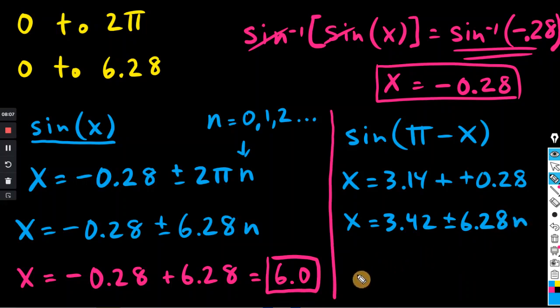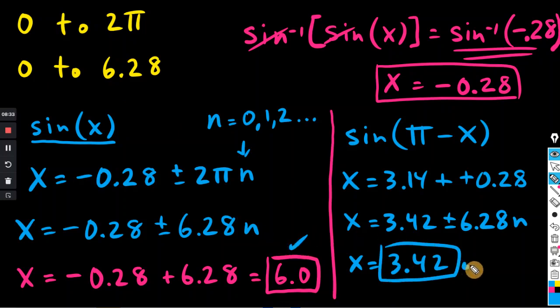All right. So let's see. If we do 3 plus 6, we're going to get 9 something. That's out of the range. If we do 3 minus 6, we're going to get negative something. That's out of the range. If we do plus or minus 0, we can keep the 3.42. So that one is within the range. So the answers are 6 and 3.42.